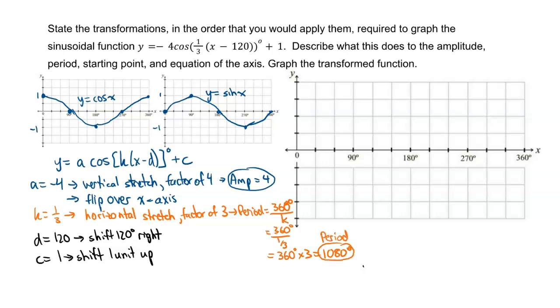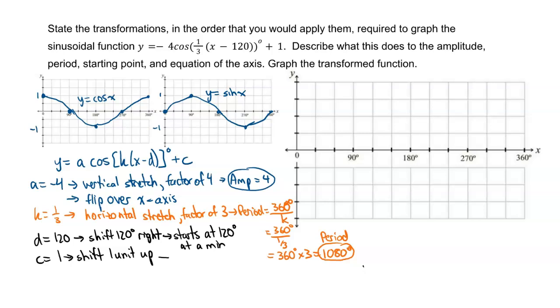And so now let's look at the starting point. Because it shifted 120 degrees to the right, what that means is that it's going to start at 120 degrees, but keep in mind it's flipped over the x-axis. It would normally start at a maximum, and so because of that, it's going to start at a minimum at 120 degrees. The last thing is the equation of the axis, and that comes from the c value that shifted it 1 unit up.